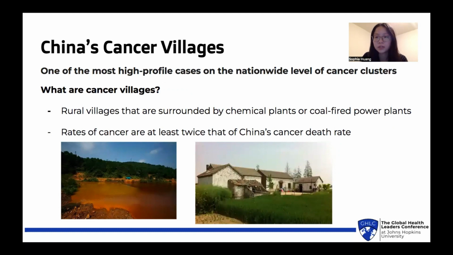So what are cancer villages? They're rural villages that are typically surrounded by chemical plants or coal-fired power plants. And in these small communities, rates of cancer are at least twice that of China's cancer death rate.